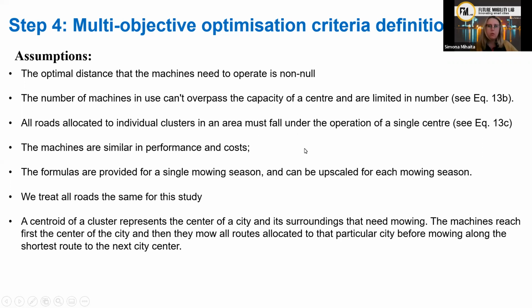Another assumption is that the roads allocated to individual clusters need to be delivered and mowed by one single center. So we made the assumption that the same road is not mowed twice by different centers. There's a clear limitation of which road is done by which center. We also made an assumption that the machines are similar in performance.